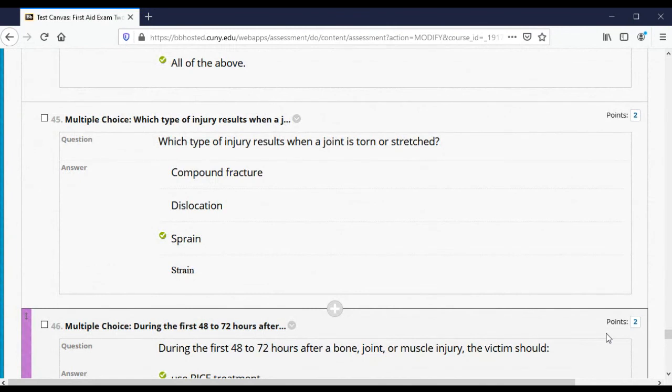What type of injury results when a joint is torn or stretched? Well, what primarily makes up joints? Ligaments. And so damage to ligaments is referred to as a sprain. A ligament is sprained.